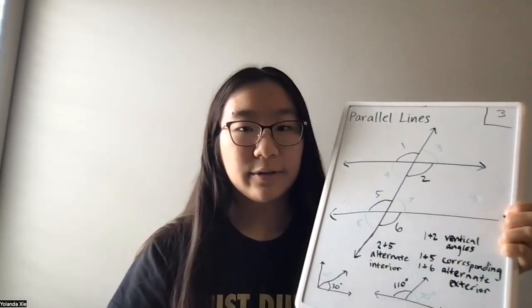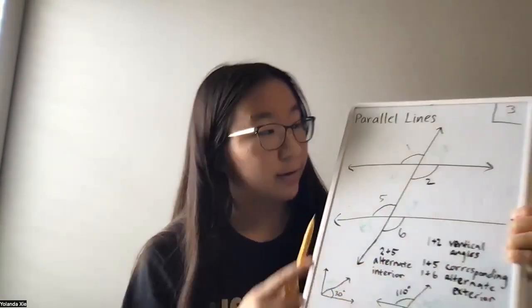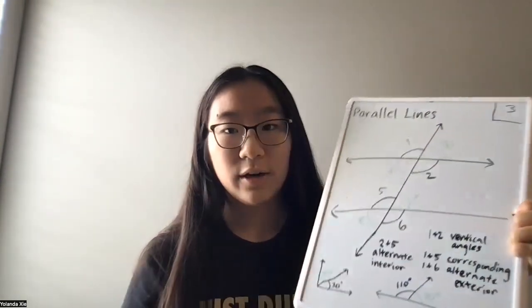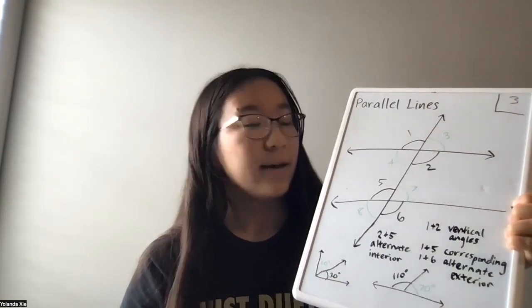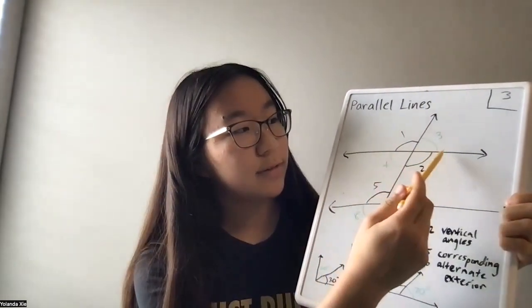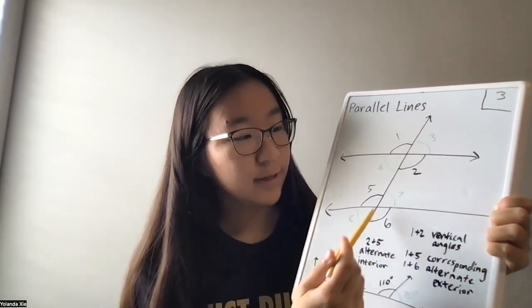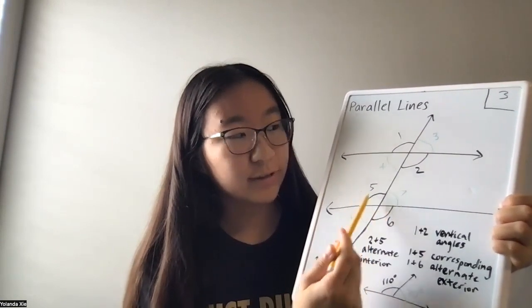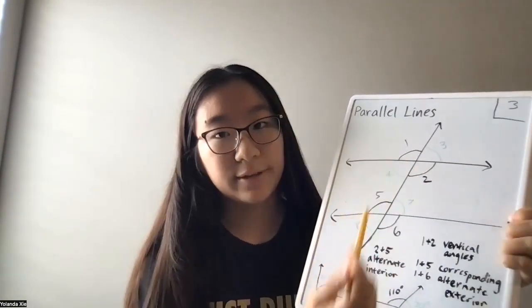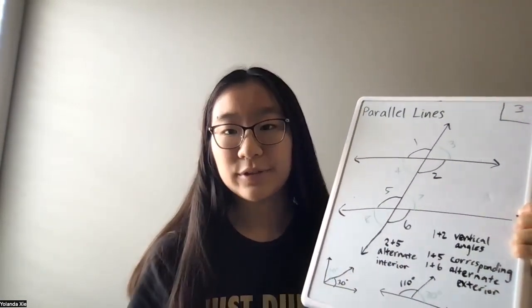And now angle 1 and angle 5 are called corresponding angles. That's because if you look here at this intersection, this kind of T intersection, 1 is on the top left, and 5 at this intersection is also on the top left. So they're corresponding to each other. And corresponding angles are also congruent.